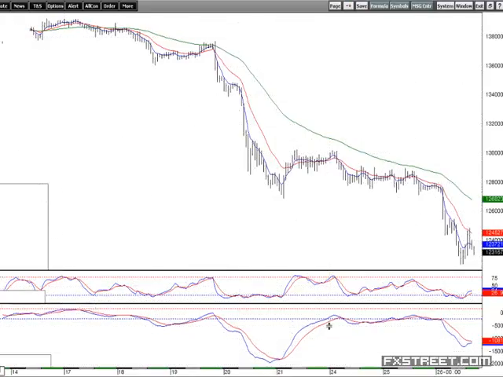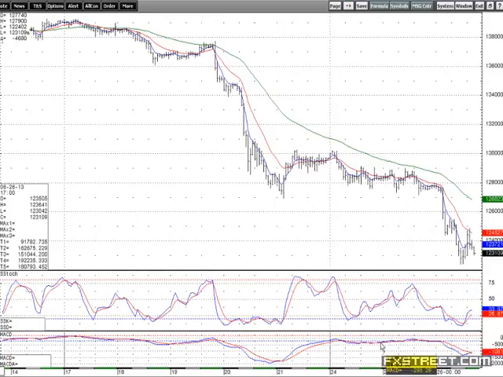Now it's virtually the same as a stochastic, but as you can see, it is a lagging indicator, whereas your stochastics are a leading indicator. So we know we've got a base here on gold, and this is where we feel that the traders will drive this market to.